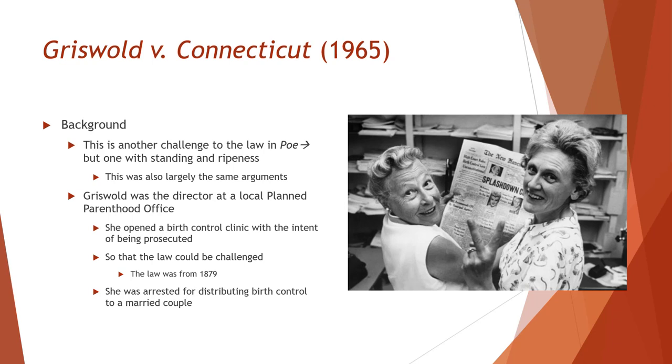So again, this is a law from 1879. Whenever you hear a law is from 1879, a lot of people automatically start going, oh, that's an old law. Well, if they wrote a law against murder in 1879, that's probably a pretty good law. But if it's something where the times have changed a little bit, maybe we might want to reconsider that.